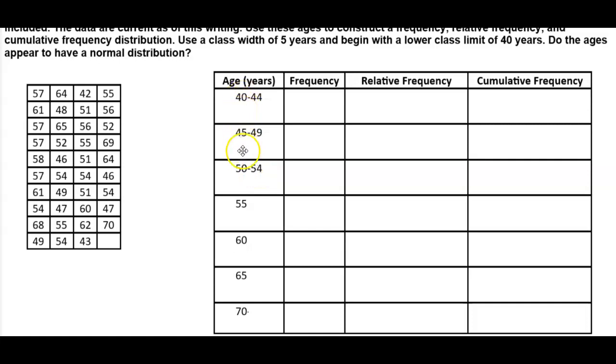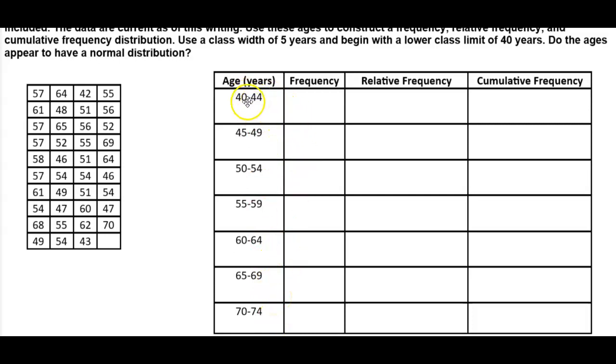And since we know that the class width is 5, all we need to do is add 5, because 44 plus 5 gives us 49. 49 plus 5 gives us 54. 54 plus 5 gives us 59. 59 plus 5 gives us 64. 64 plus 5 gives us 69. And 69 plus 5 gives us 74. Now we have our classes.